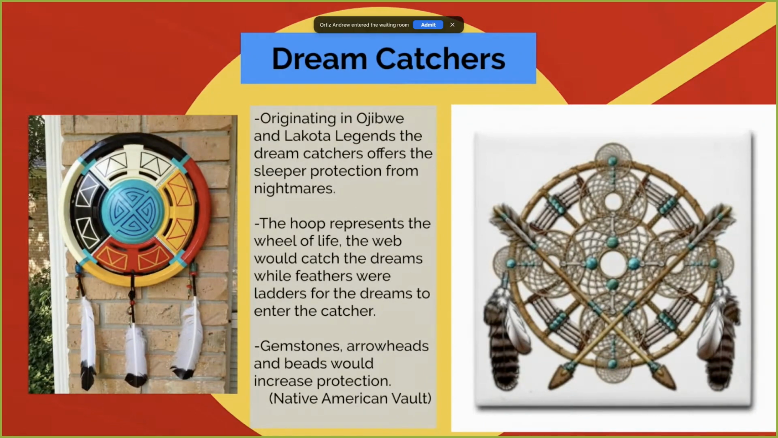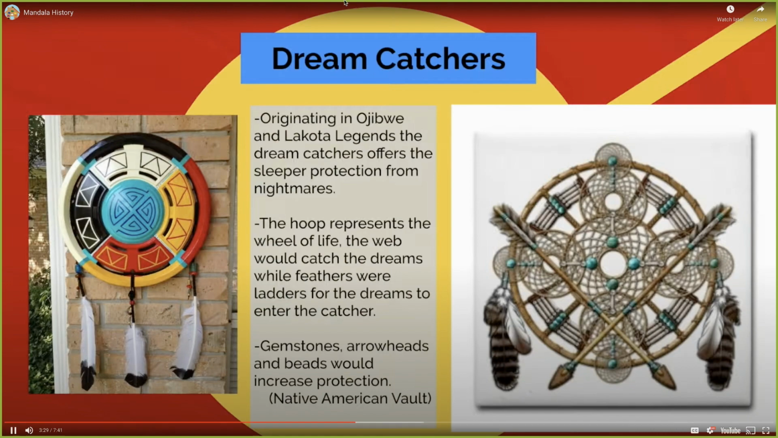Dream catchers. Originating in Ojibwa and Lakota legends, the dream catchers offer the sleeper protection from nightmares. The hoops represent the wheel of life. The web would catch the dreams, while feathers were ladders for the dreams to enter the catcher. Gemstones, arrowheads, and beads would increase protection.